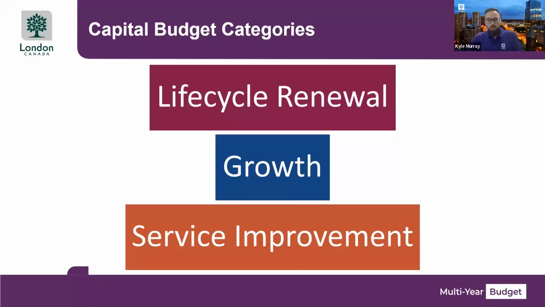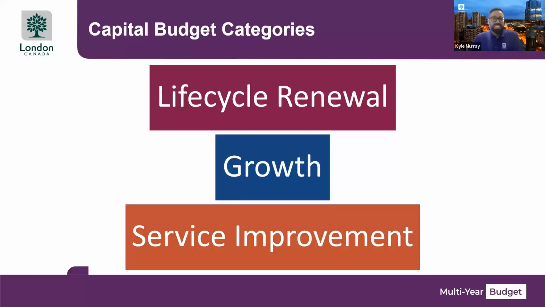So life cycle renewal are projects that maintain existing city assets. So you can think of this as either replacing or fixing existing equipment, existing buildings, existing infrastructure, that sort of thing. The growth category of capital is in relation to construction of new assets as the city grows. So this could be the infrastructure that goes along with a new subdivision or a new neighborhood. The service improvement category is about improving or enhancing an existing asset to improve its productive use. So this is the next level beyond simply maintaining an existing asset. This is improving an existing asset.